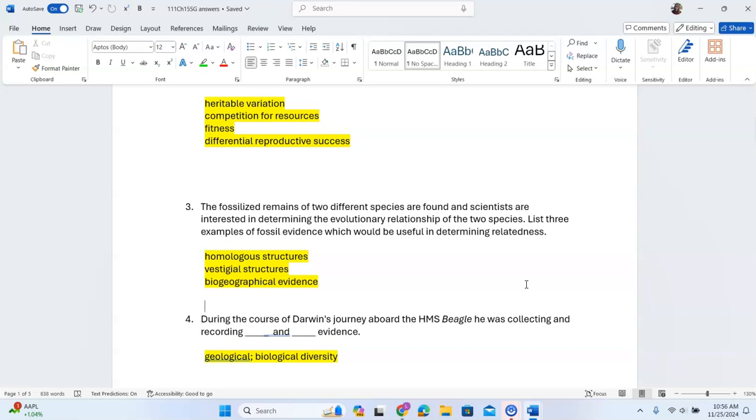All right, number 3. The fossilized remains of 2 different species are found, and scientists are interested in determining the evolutionary relationship between the 2 species. List 3 examples of fossil evidence which would be useful in determining relatedness. Those would be homologous structures, like vertebrate forelimbs, vestigial structures, like the vertebrate coccyx or tailbone, and biogeographical evidence like we found with the finches and the tortoises.